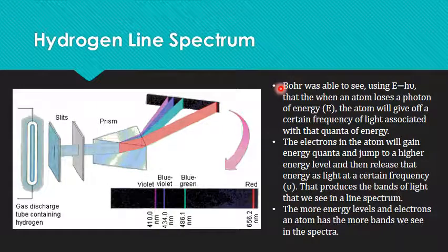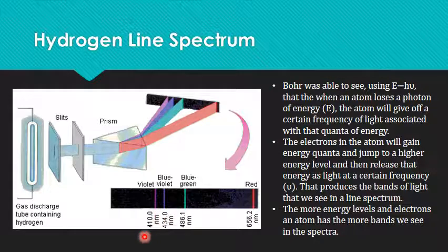So he was able to see, using our equation that we looked at last week, energy equals Planck's constant times our frequency, that when an atom loses a photon of energy, so it loses a specific amount of energy, the atom will give off a certain frequency of light associated with that quantity of energy. So each amount of energy, E, has a specific frequency of light that is associated with it.